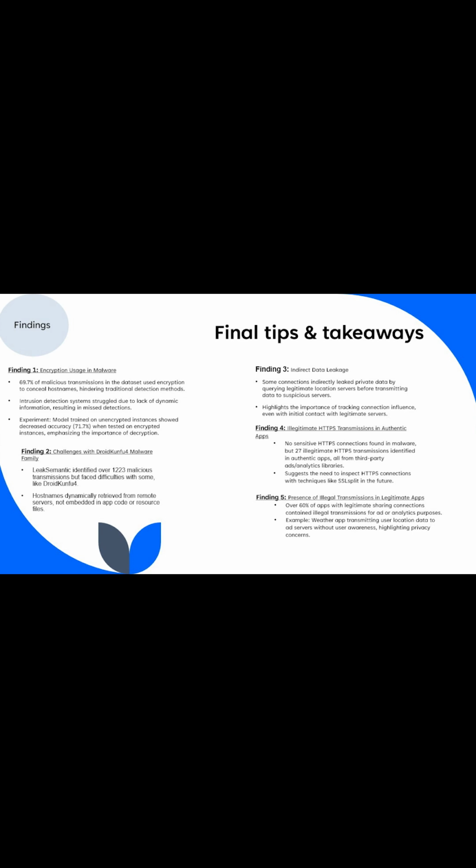Finding 3, some connections indirectly leak private data by first obtaining user coordinates from a legitimate server before transmitting them to suspicious servers. This highlights the importance of monitoring connections even when initially contacting legitimate servers. Finding 4, malicious HTTPS connections are not prevalent in malware, but authentic apps contain illegitimate HTTPS transmissions, primarily from third-party ads and analytic libraries. Future inspections of HTTPS connections may be necessary.